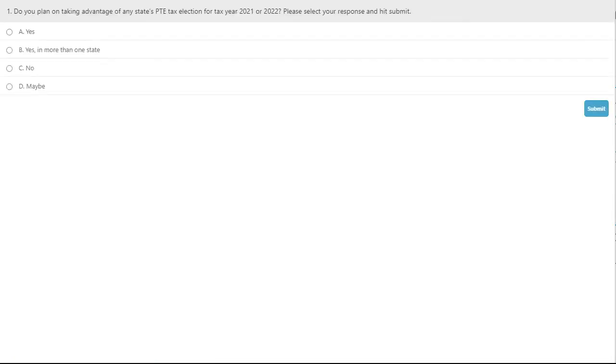With that, we're actually going to start off today with our first polling question. Do you plan on taking advantage of any of the states' pass-through entity tax elections for the tax year 2021 or 2022? Yes, yes in more than one state, no, or maybe. We'll give it about 30 seconds for everyone to respond.